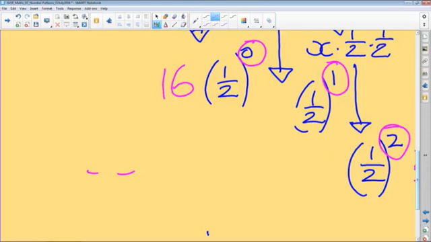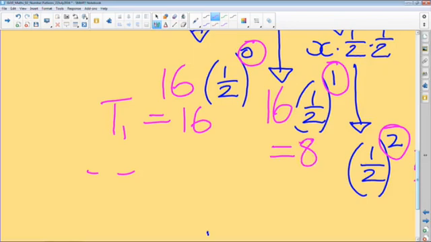16 times by half to the power of 0 is equal to 16. Is that term 1? Yes, it is. And 16 times by half to the power of 1 gives me 8. Look, we have the value of term 2.